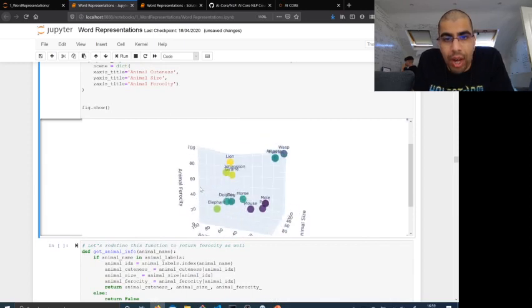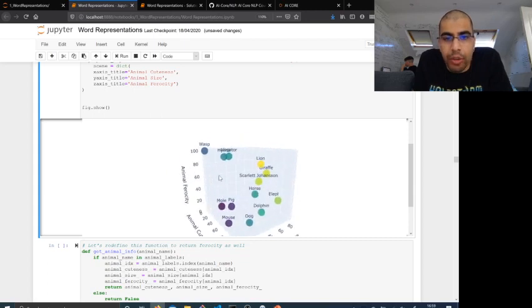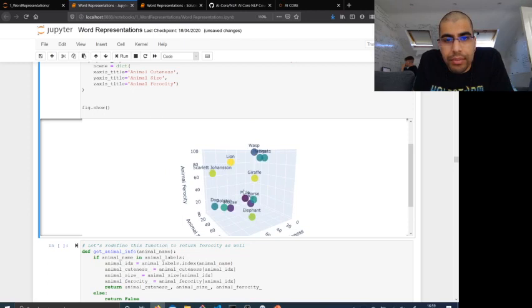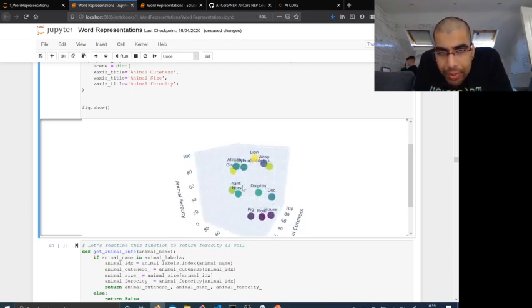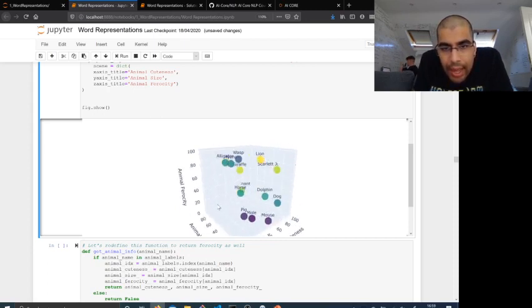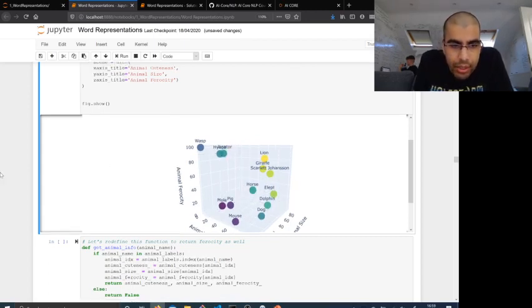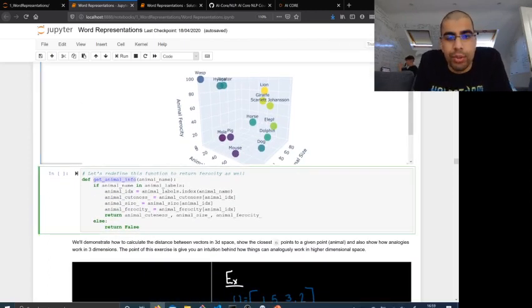Okay, so it's a bit harder to gain the same intuition in the 3D example as in the 2D example, but we can still see that alligator and hyena are very close together in our 3D space. Let's try and get a good angle on that. And alligator and elephant are still quite far apart. We're just going to redefine our get animal info function to return the animal ferocity as well for a given animal name.